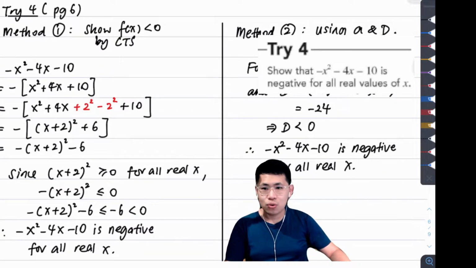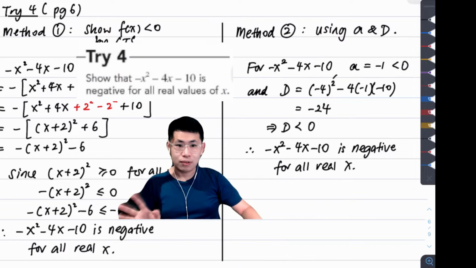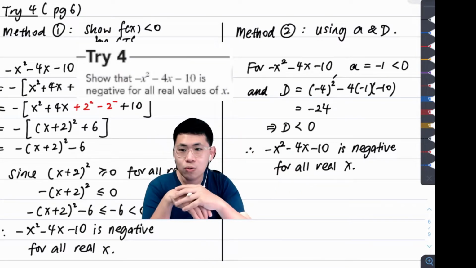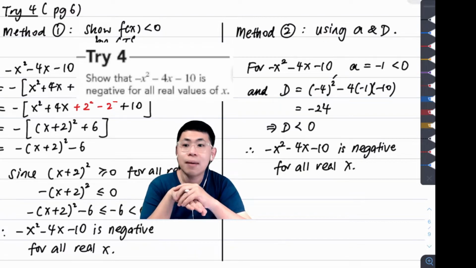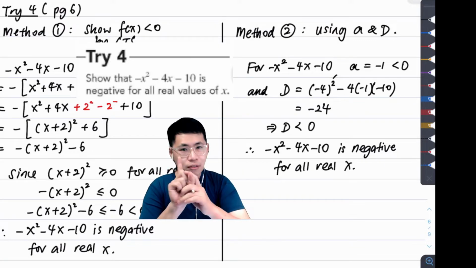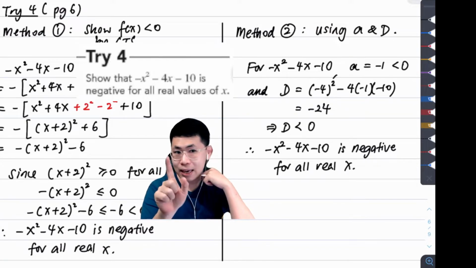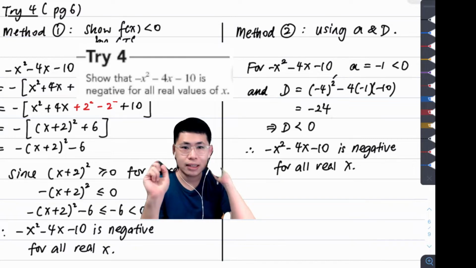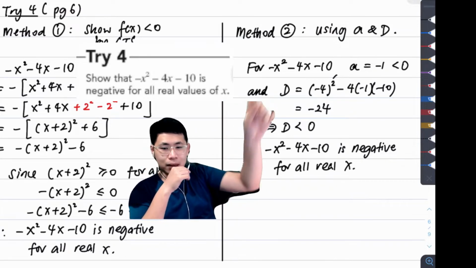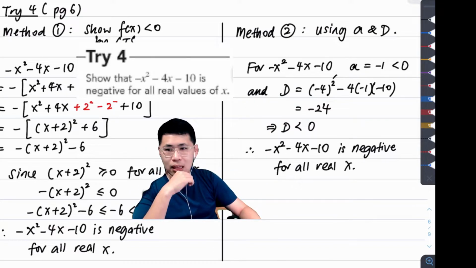Alright, so let me show you method 2 of solving this. For method 2, the question is still here. We can use our concept from earlier, that we need to show two conditions. The first condition is that the a must be negative because it is a negative graph, and the discriminant is also negative because there are no real roots. So the first condition, let me fly up there.